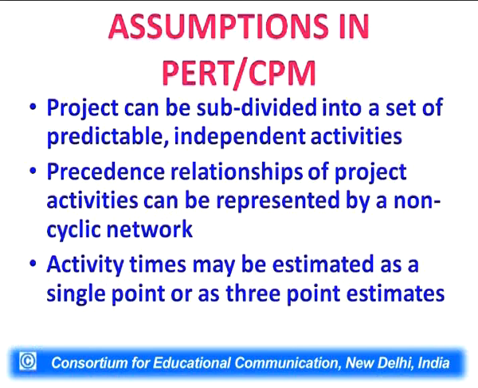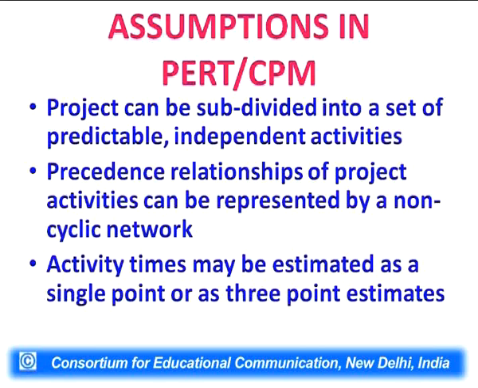Now, assumptions while making a network, whether we are using PERT or CPM, there are certain assumptions which we have made. The first assumption is that the project can be subdivided into a set of predictable independent activities. This is the main assumption, but at the beginning we may not be able to predict all the activities and their interrelation. Precedence relationships of project activities can be represented by a non-cyclic network.